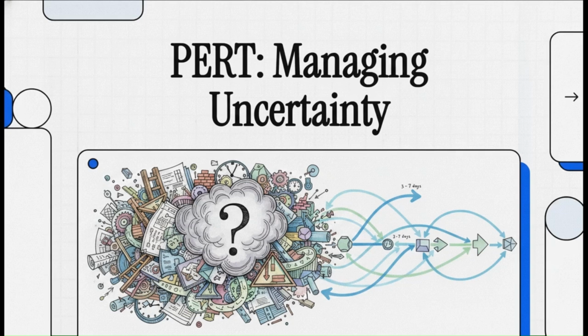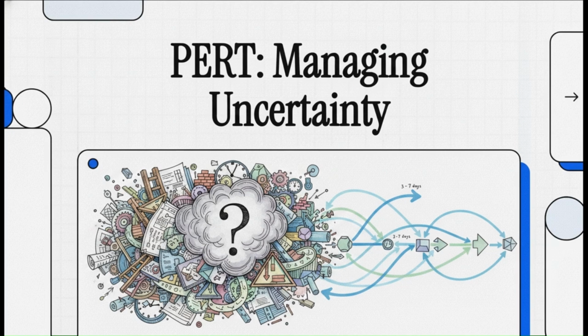Today we are going to unpack a technique designed to manage project chaos and unpredictability. If you have ever come across a complex project and thought to yourself, I have absolutely no idea how long this whole project is going to take, well, if that happened, you are exactly in the right place. We are looking at program evaluation and review technique, which pretty much everyone just calls PERT.